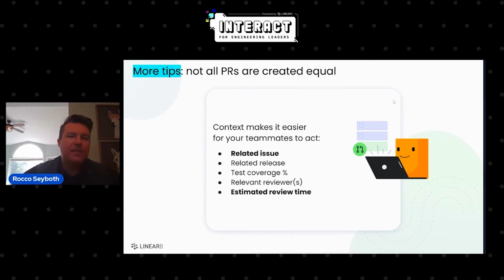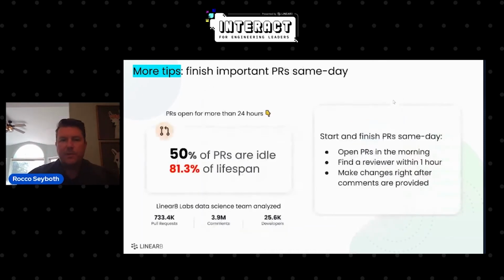And then we really believe in this estimated review time thing, where one of the key decisions that the reviewer needs to make is, can I pick up this PR right now? And if not, when can I get it? And if they don't know how long it's going to take, they can't make a good decision on that. And those PRs are more likely to sit there for a long time. So add context to your PRs, because not all PRs are created equal.